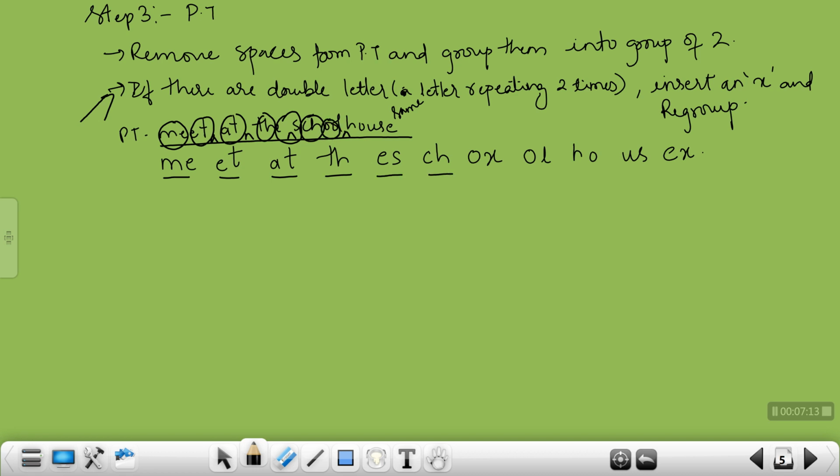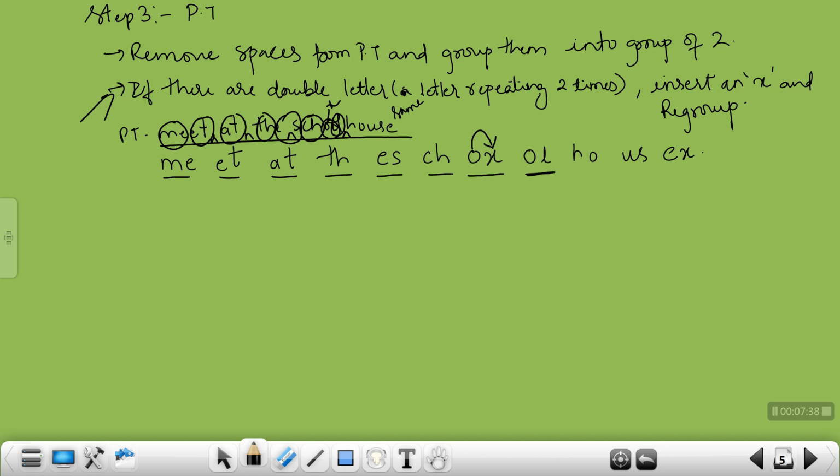Now, these are the repeated letters, right? So double O is a repeated letter. Whenever there is a repeated letter, you have to end the letter with X. Double O, I have written O with X. I have grouped this O with X. Still one O is remaining. That O I will group with the next letter, so I have grouped that O with the next letter.